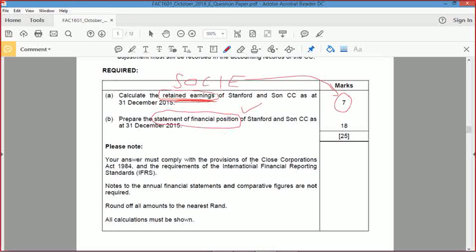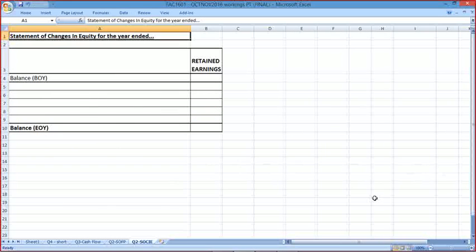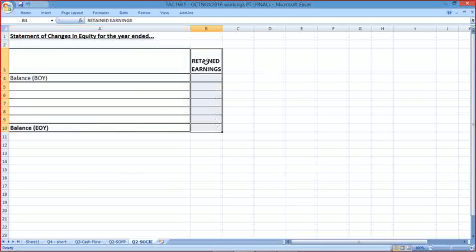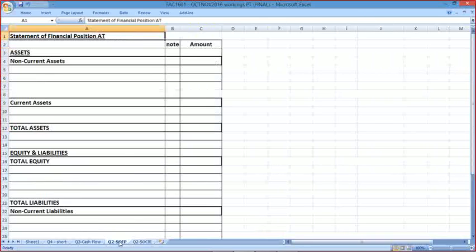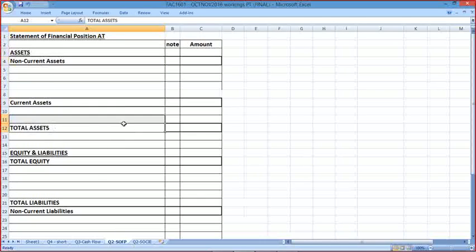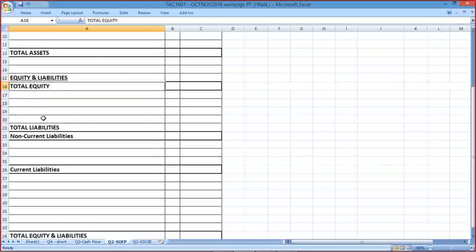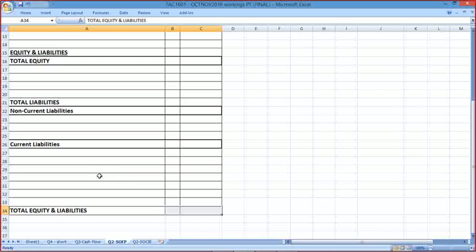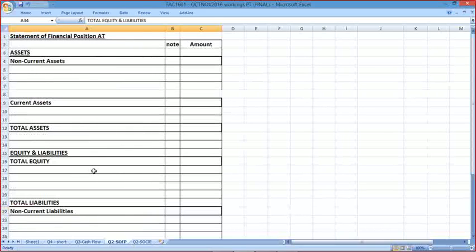Here we are going to use the templates just to help speed things up a bit. I've already put the retained earnings heading there. You've got the template with lots of columns, but I just need 1. And I'm going to need the statement of financial position: assets, non-current and current, then total. Equity and liabilities: equity, then liabilities, non-current and current, and then a total for equity and liabilities. Now I'm going to be looking at the question. I just want to get the same templates for the statement of equity.